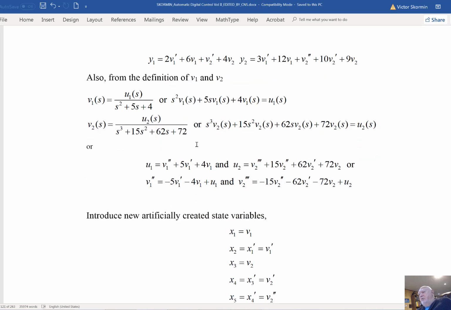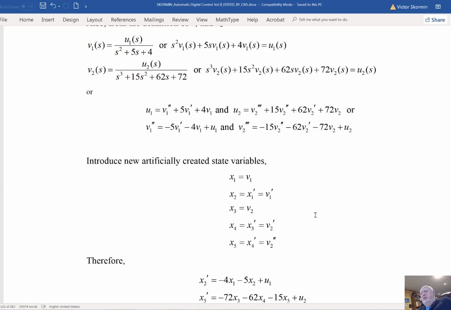Now I want to reform these two expressions. Look what I want to do. I want to define v1, the second derivative of variable v1. It's right here. And I want to define the third derivative of variable v2. And it's written right here. And then, and I believe you saw it earlier, you saw it in the direct decomposition of the transfer function, we did things like this.